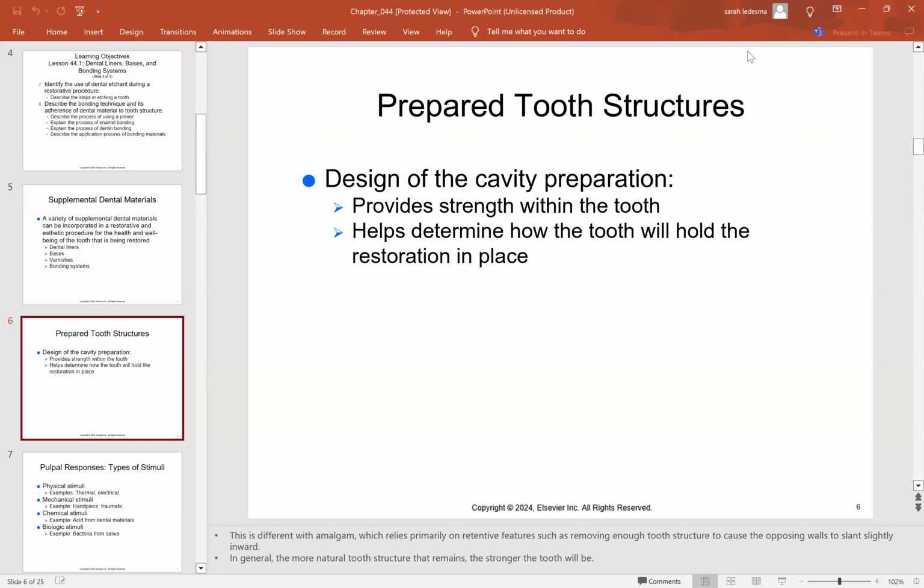So we first talk about the prepared tooth structure, the design of the cavity preparation. This is going to provide strength within the tooth and help determine how the tooth will hold the restoration in place. The prep is going to look a little bit different, varying from amalgam to composite, with amalgam having retentive grooves to mechanically hold the restoration in place.